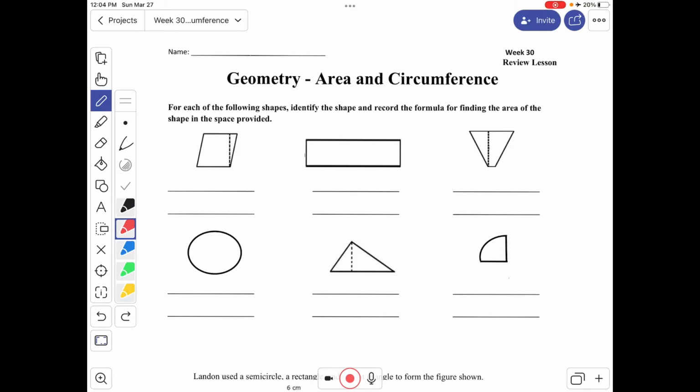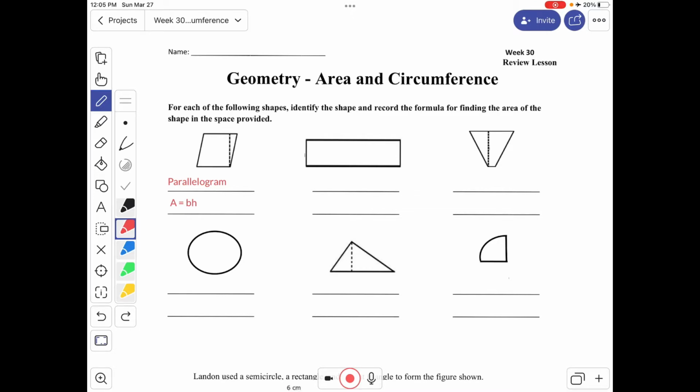So this first shape is called a rhombus, but according to our mathematics chart, there's no rhombus listed. This would be a parallelogram because opposite sides are parallel. So we're going to use the formula for a parallelogram. And according to our mathematics chart, that formula is area equals base times height.